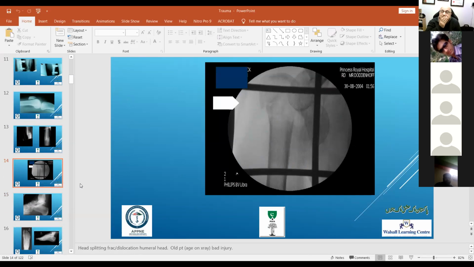So what's this? This is a gentleman who came in with a dislocated shoulder following a road traffic accident. When he came in, there was a lot more than a dislocation, but this is what it was. This gentleman was 45 years old. He is right-hand dominant. He's a farmer by profession, and he came with an injury like this.